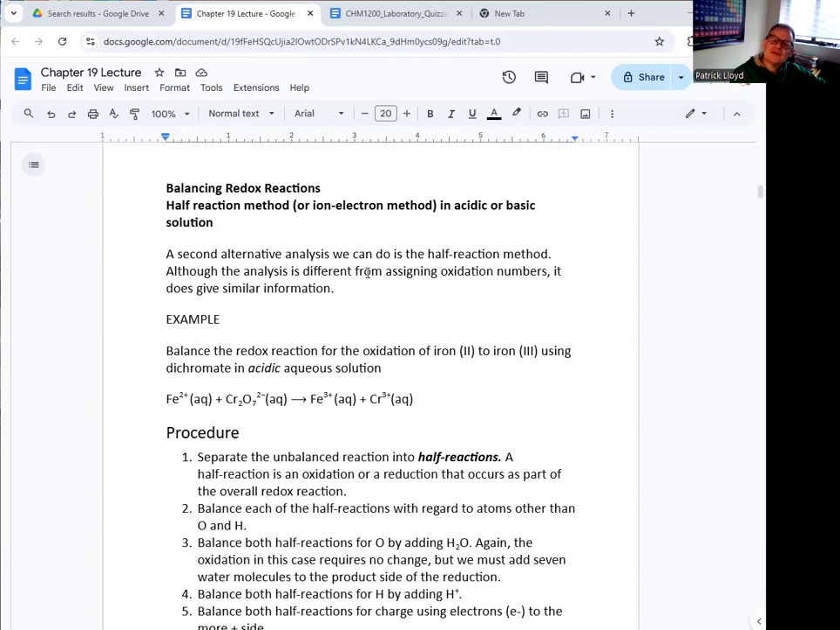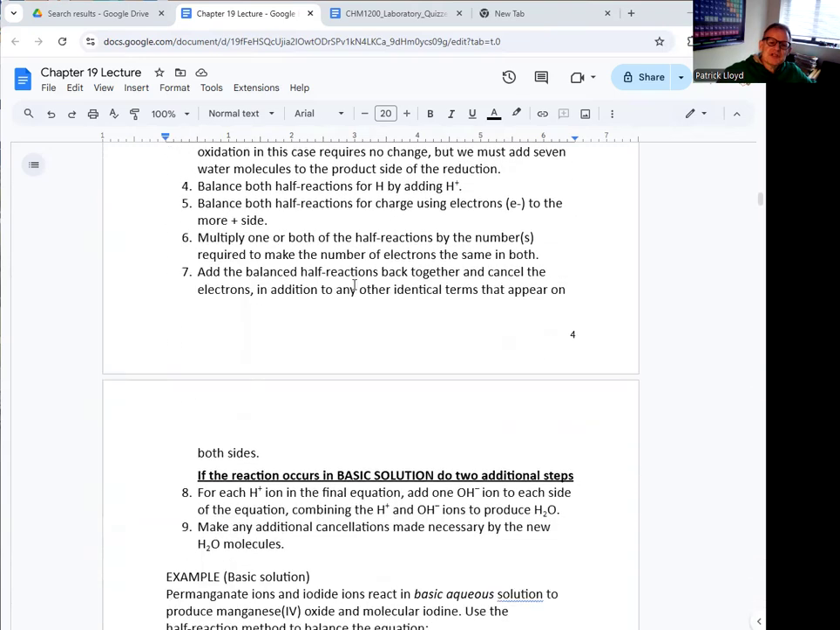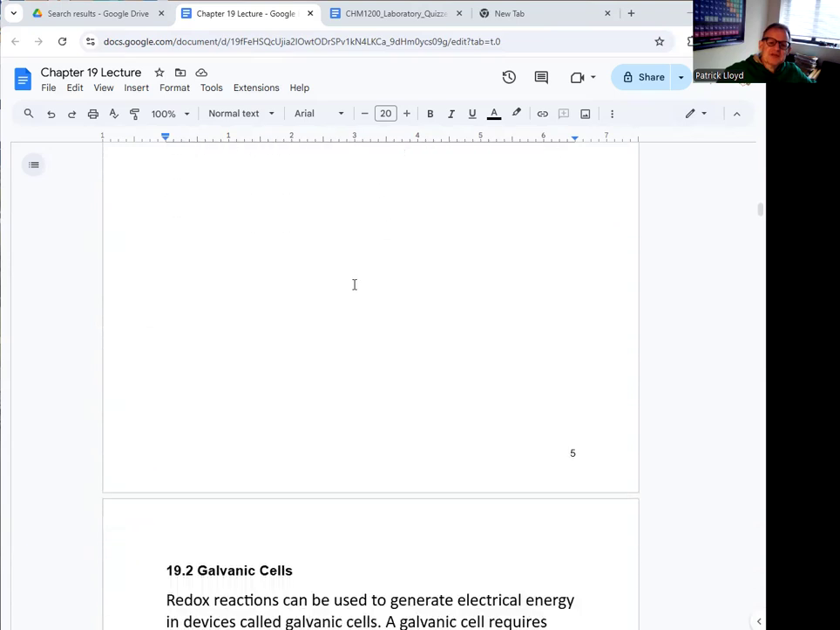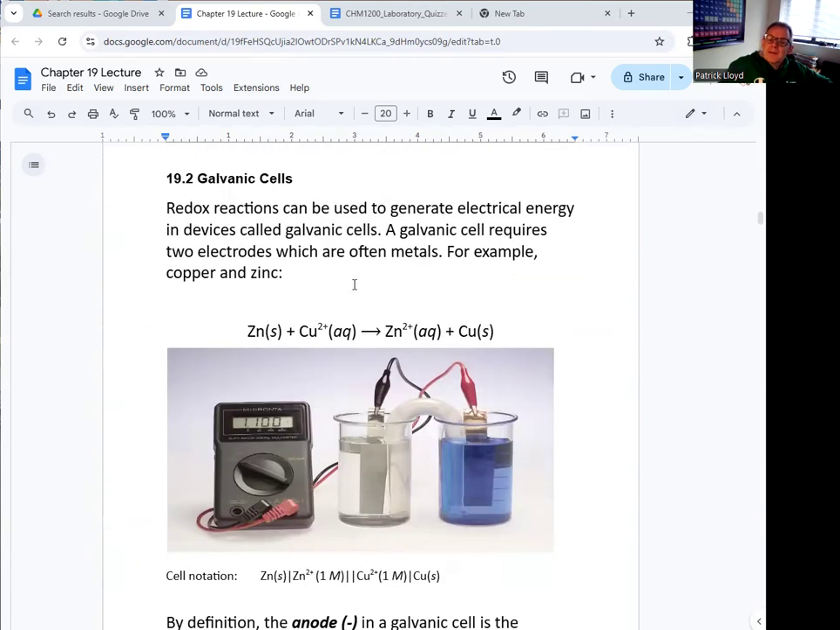So what you do in the first section is you just go through learning how to balance chemical equations using the half reaction method for acidic and for basic solutions. So the lecture notes have a couple of examples, one in an acidic solution, the other one in a basic solution. Okay.